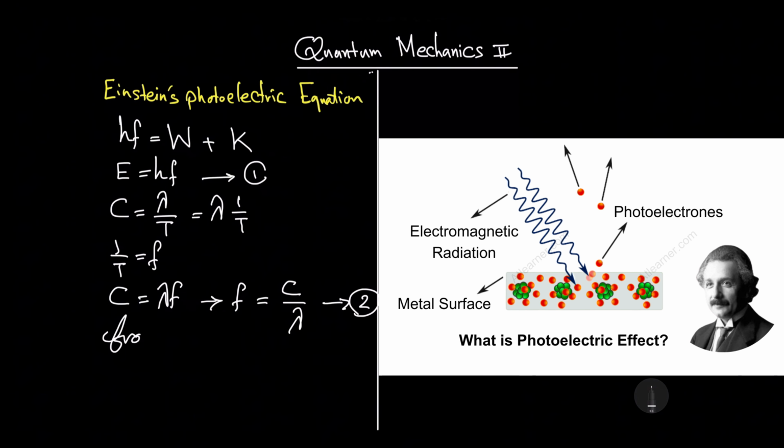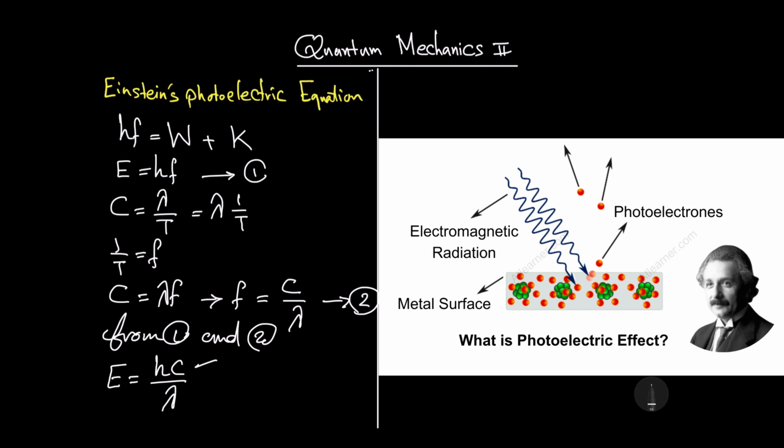And from 1 and 2, we can deduce that the energy of the electromagnetic radiation, or the energy of the incident or absorbed photon, equals hc divided by lambda. In this expression, we can note that h and c are both constants. h is Planck's constant and c is the speed of light. Let's simplify this in order to find a more convenient expression for the energy of the photon.